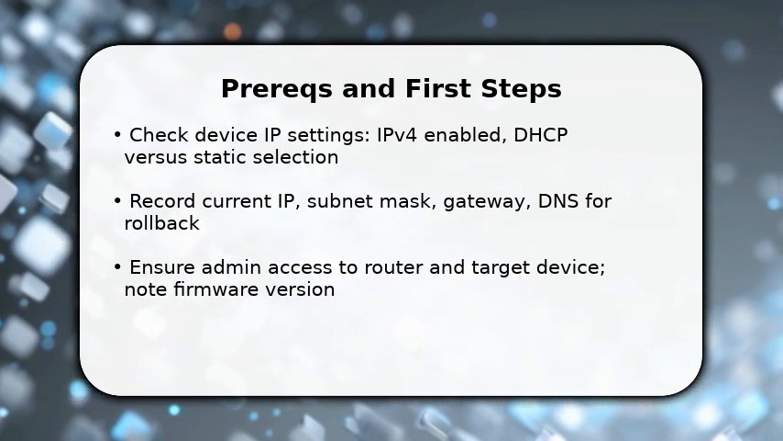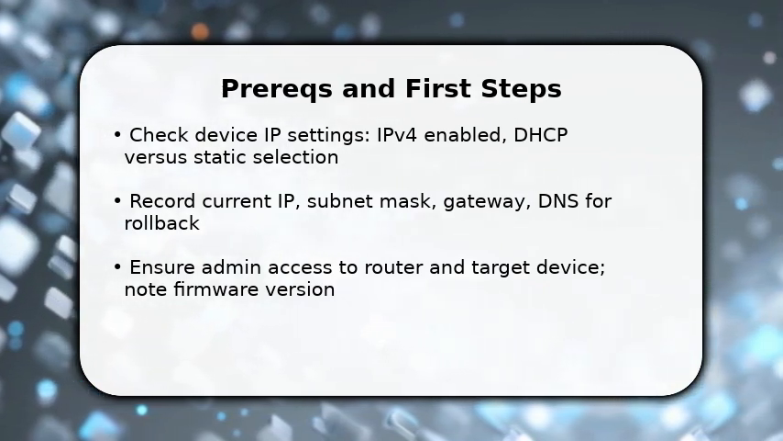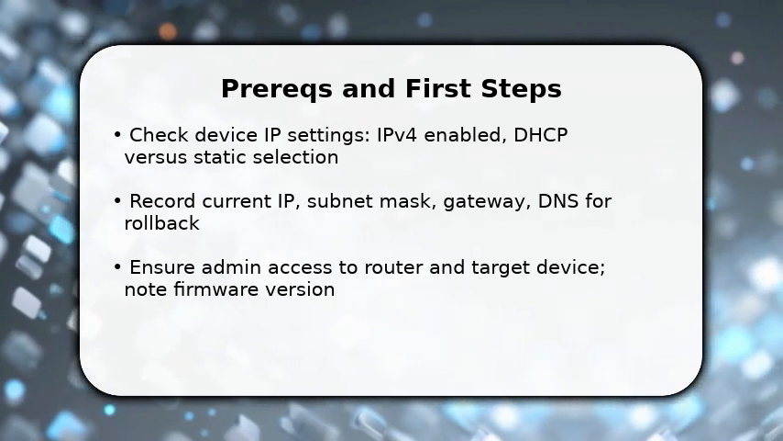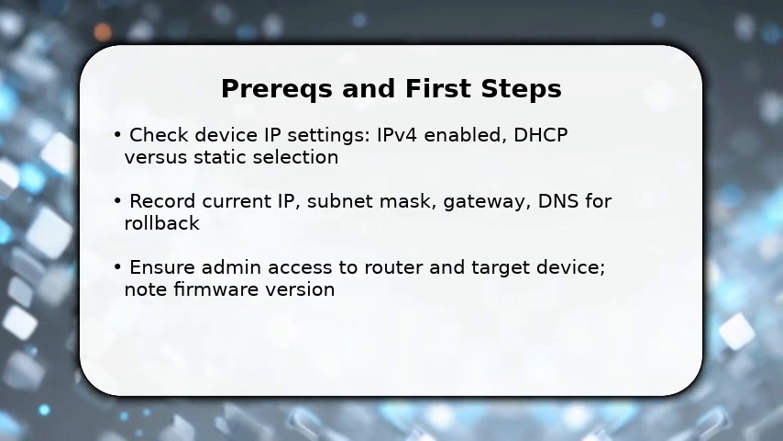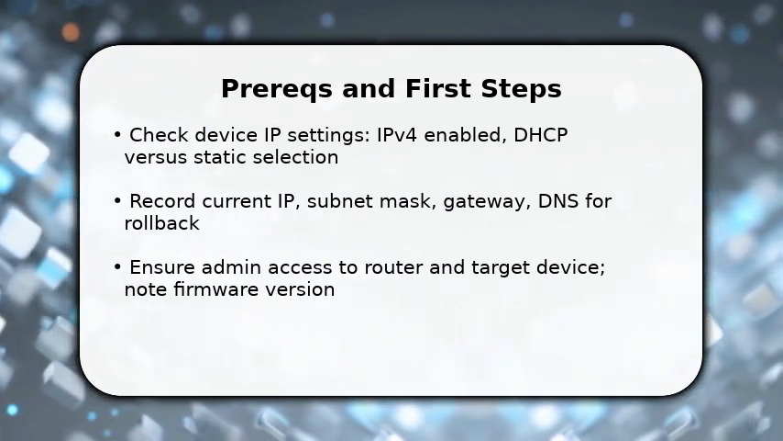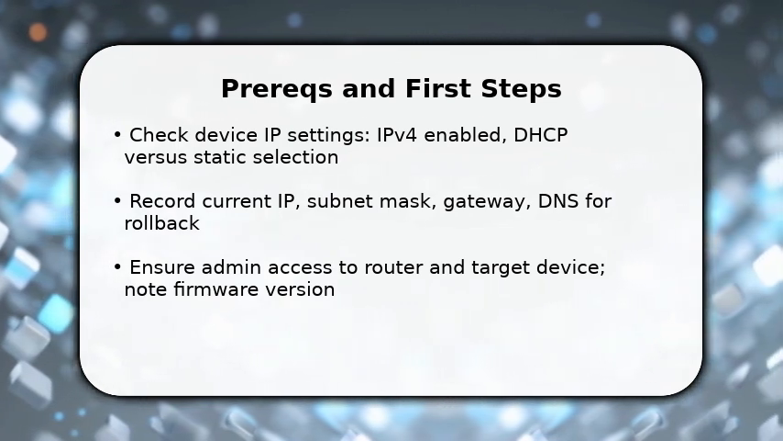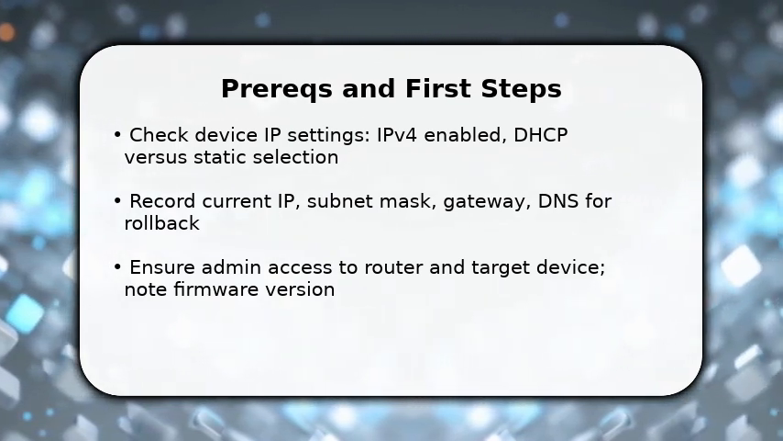Next, decide DHCP versus static addressing. Choose static only when you need fixed addressing, otherwise use DHCP for simplicity. Finally, check router firmware and device network drivers. Update them now, if they are out of date, to avoid configuration conflicts later.